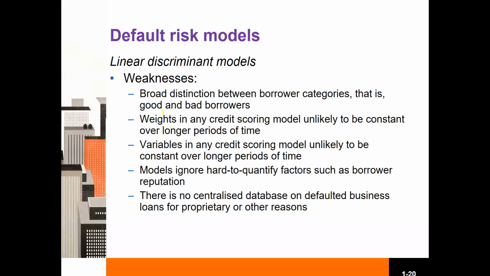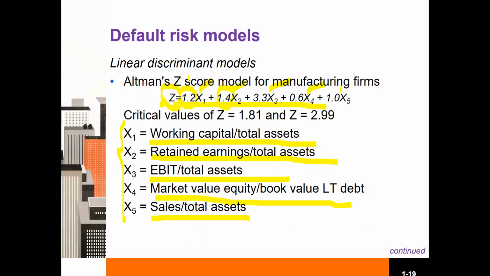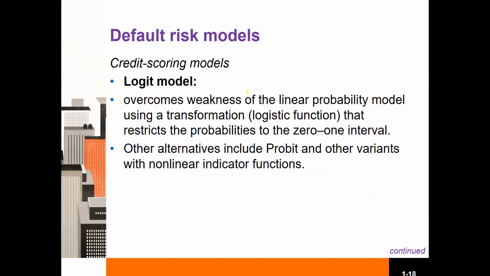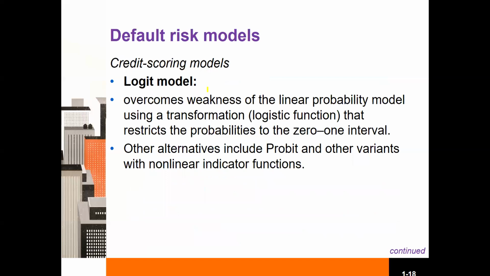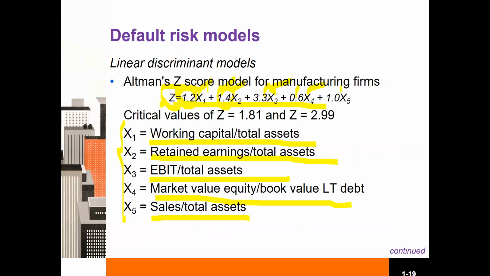The second problem is that there is no obvious economic reason to expect that the weights in the discriminant function, or more generally the weights in any credit scoring model, will be constant over any but a very short period of time. Remember, in the linear discriminant model, these are the parameters we estimate, and these estimated parameters are used to calculate the probability of default. However, these parameters are estimated based on historical data, and the weights are unlikely to remain the same in future.